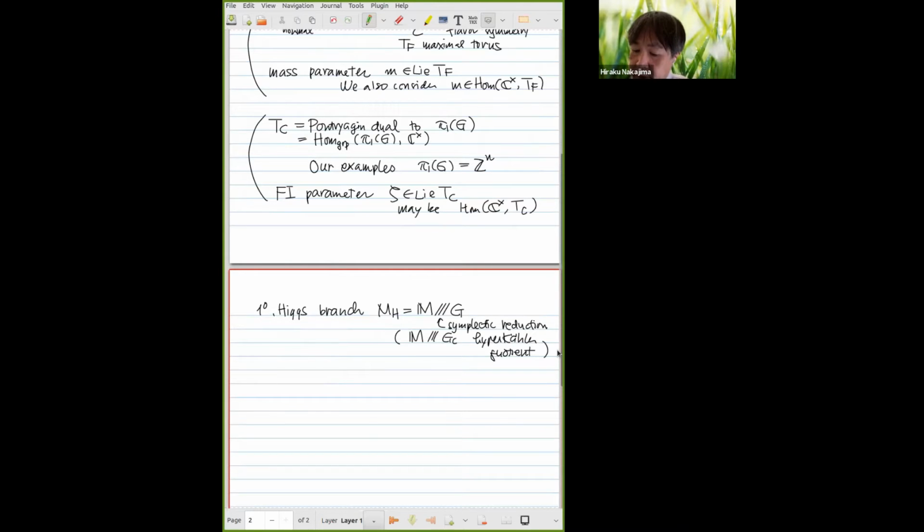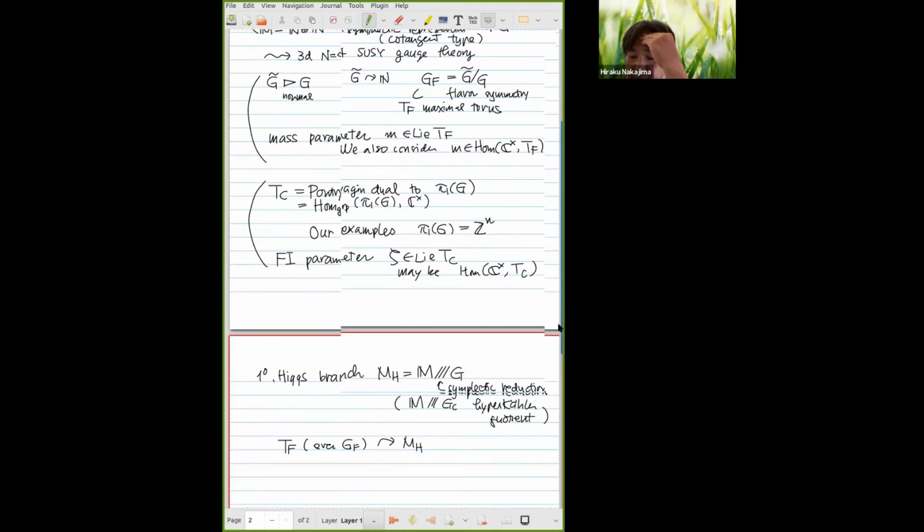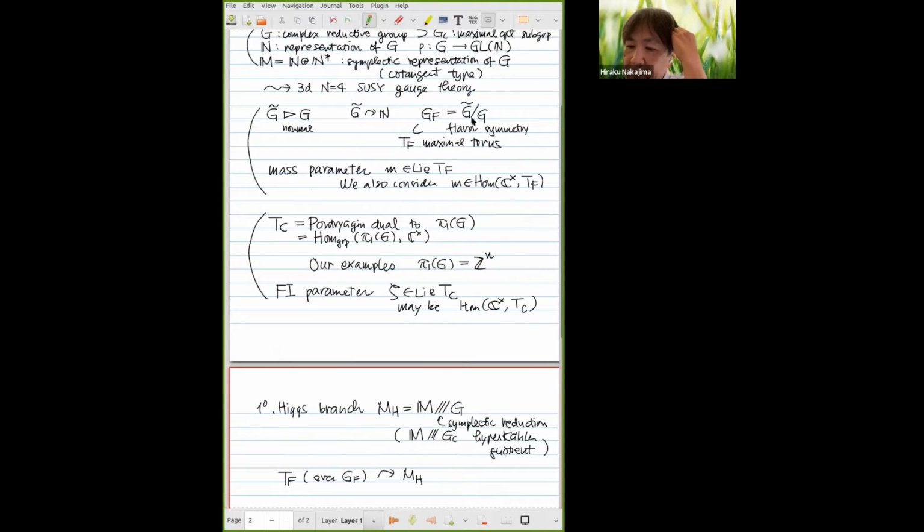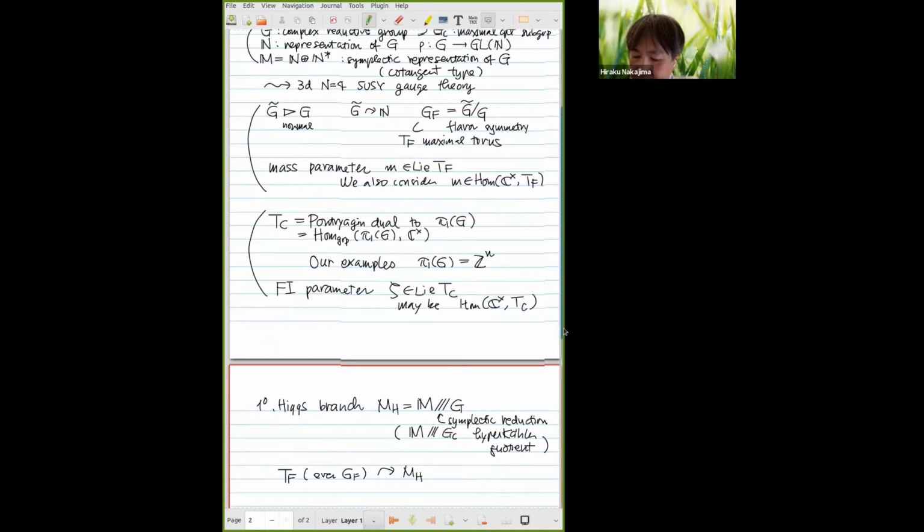Okay, and then this flavor symmetry group G_F acts on the Higgs branch, because you have the larger group G tilde acting on N and also on M, which is the cotangent bundle of N. And G_F is a quotient group, and we are taking the quotient by G, so this quotient group acts on the quotient space M_H. So this is clear.